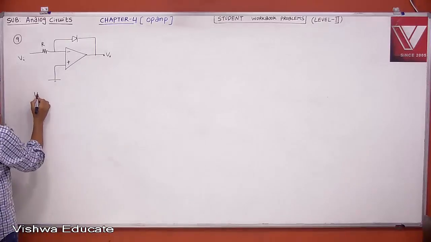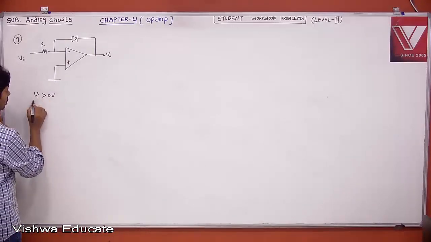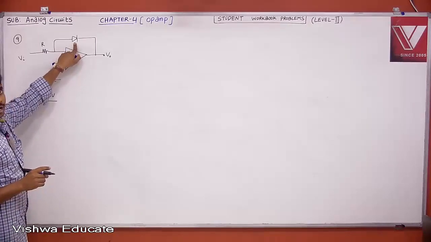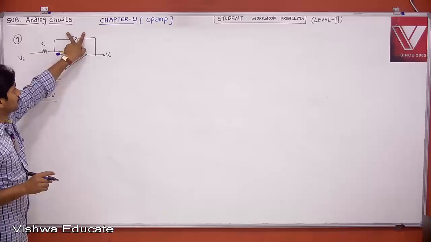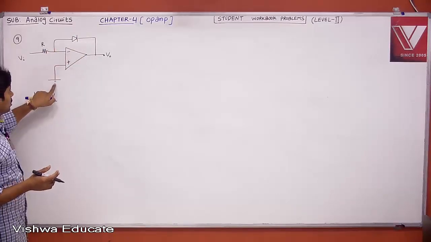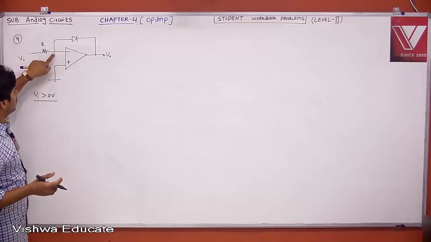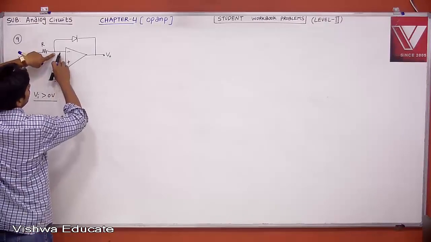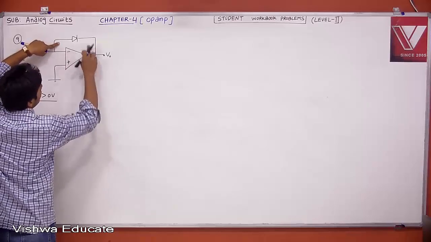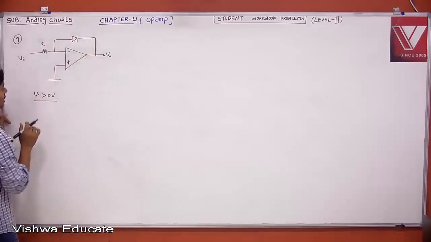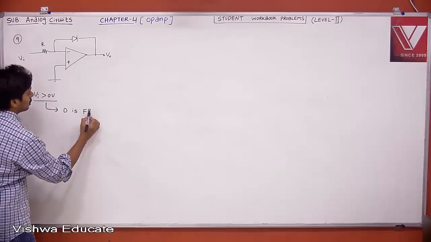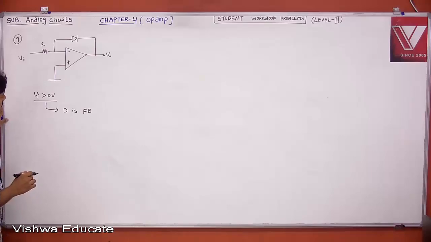For Vi greater than 0 volt, then only your PN junction diode will be in forward bias. We had seen this already. Why? When you open this, it is a comparator because there is no feedback. Then this is 0. If Vi is positive, the inverting input is more positive, so the output will be negative. Then your diode will be on. Therefore, only for Vi greater than 0, your diode is forward biased.